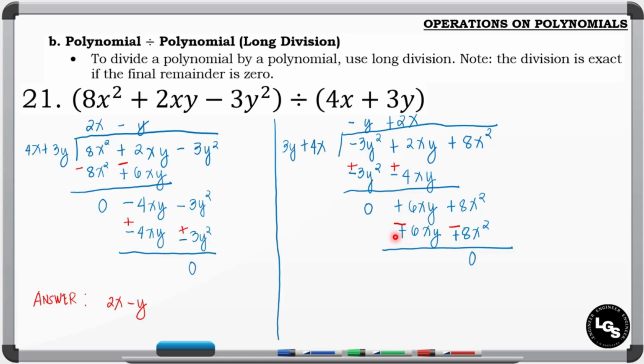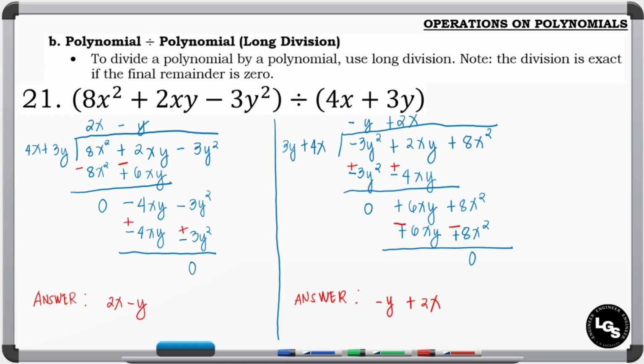Positive 6 plus negative 6, that is again 0. So it is the same, we have an exact division. And if you rewrite the answer, this is the same also with the previous one. We have positive 2x, and this is also positive 2x, and negative y, then negative y. So the answer for the second solution has been interchanged. But mathematically, they are the same. So negative y plus 2x.